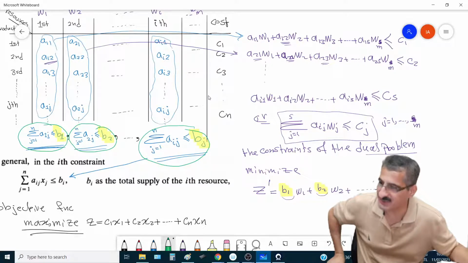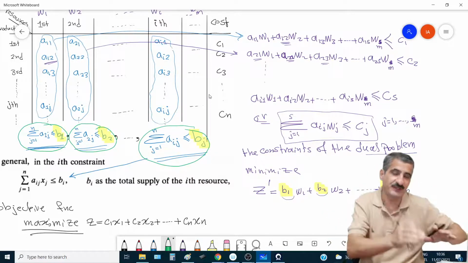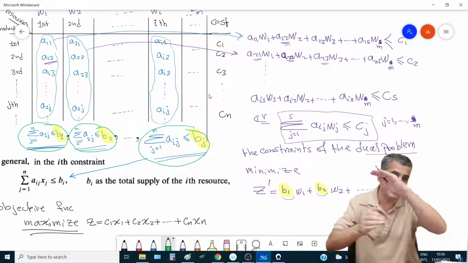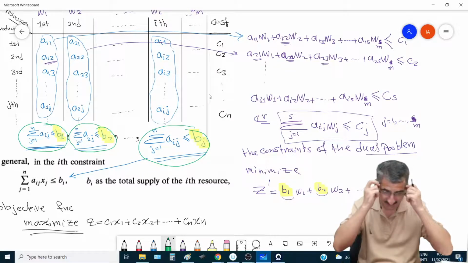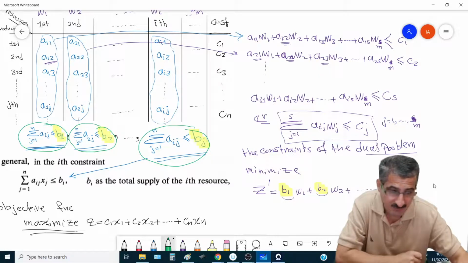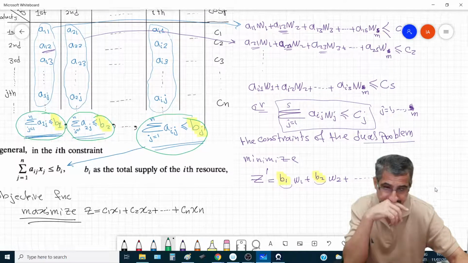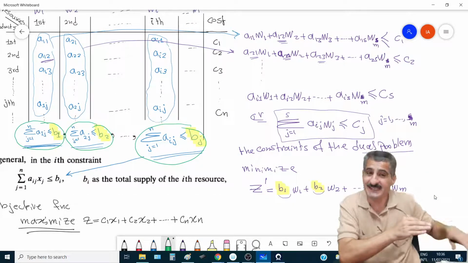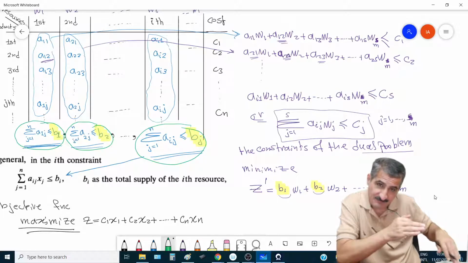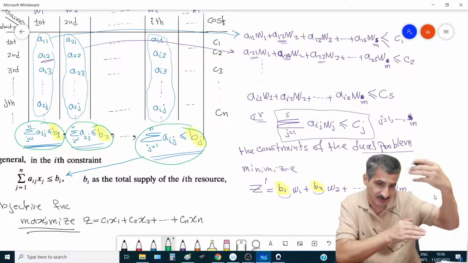Number of what? Number of constraints. Thank you. So the number of W's, the new variable in the dual problem, is the number of constraints in the primal problem. And the opposite, the number of constraints in the dual problem is the same as the number of variables in the primal original problem.